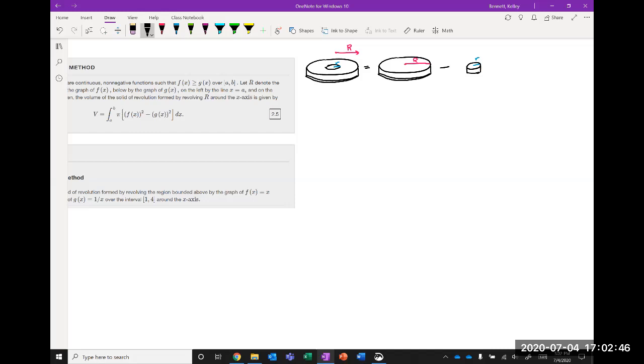So this volume really equals pi times big R squared times the width. Notice they have the same width. This is important. Minus pi times my little radius squared times the same width. So I can simplify it by just factoring out the pi w. So I have pi times the big radius squared minus the little radius squared times the width.